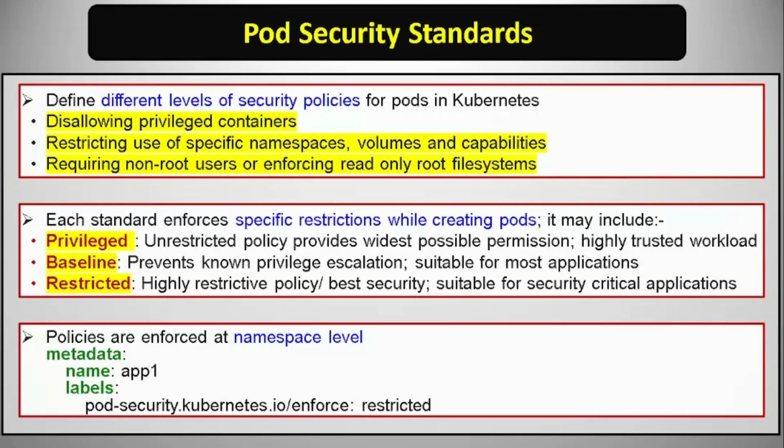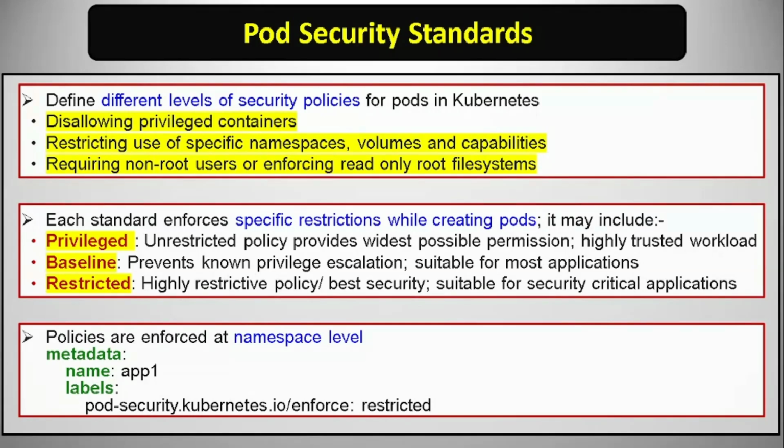Pod security standard comes in 3 levels, each with its own set of restrictions. The first one is the privileged. This is the most permissive level. It provides the widest possible permissions and is suitable for highly trusted workloads, like system level components. However, it's not recommended for applications because it doesn't enforce any restrictions.